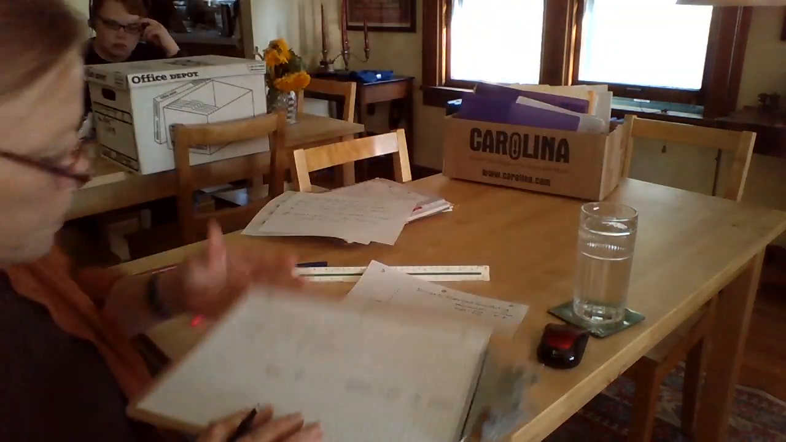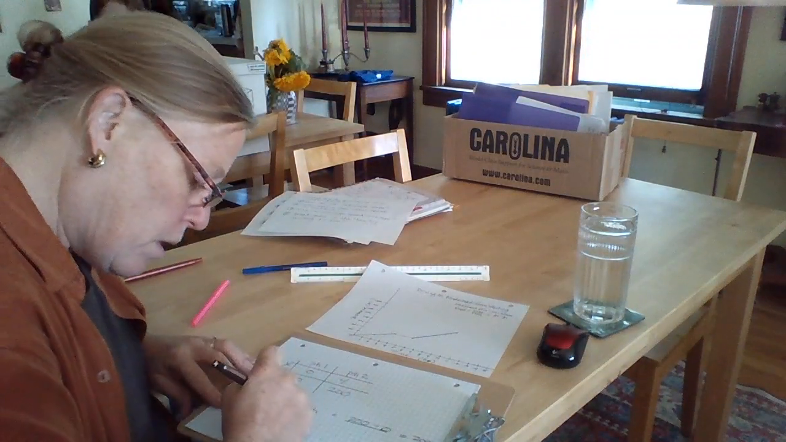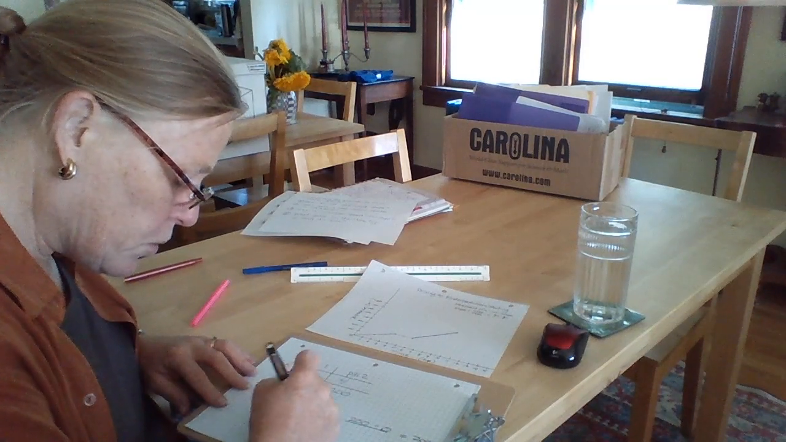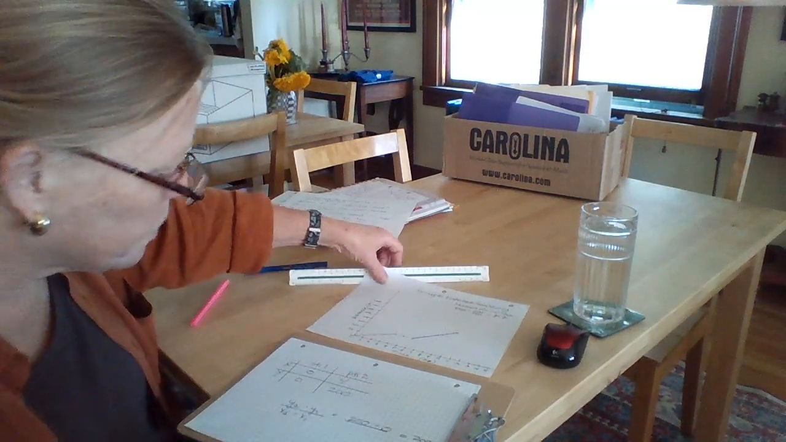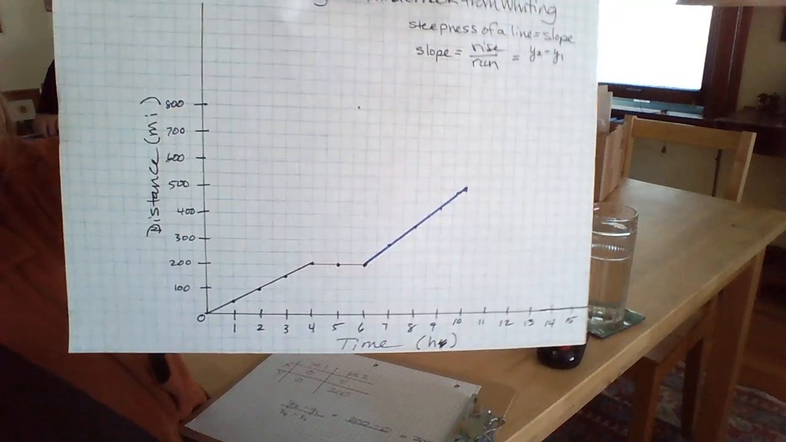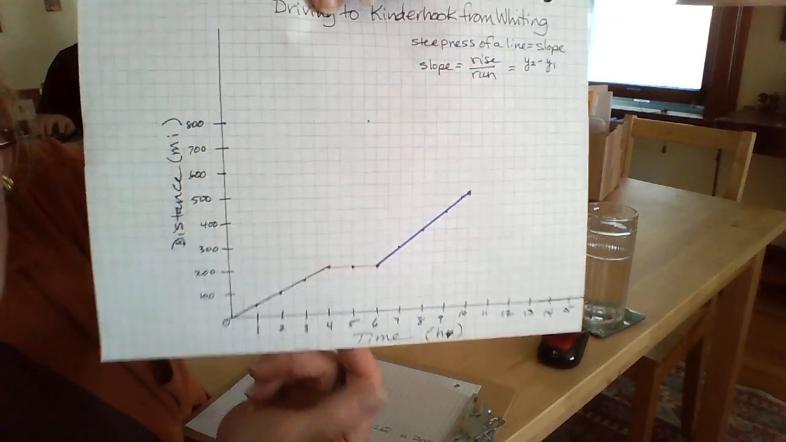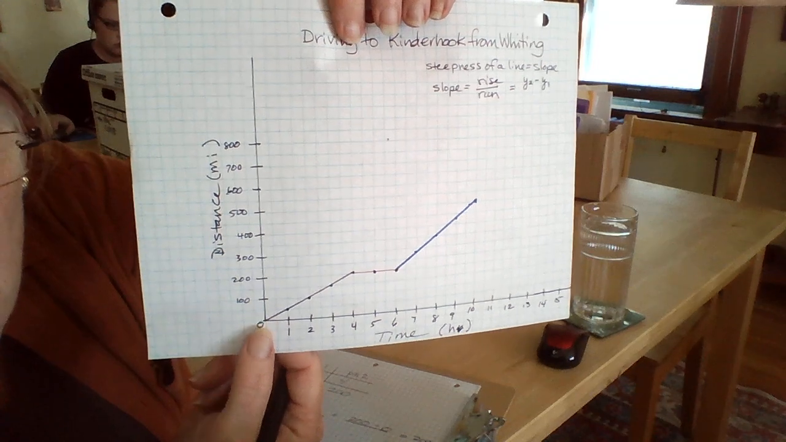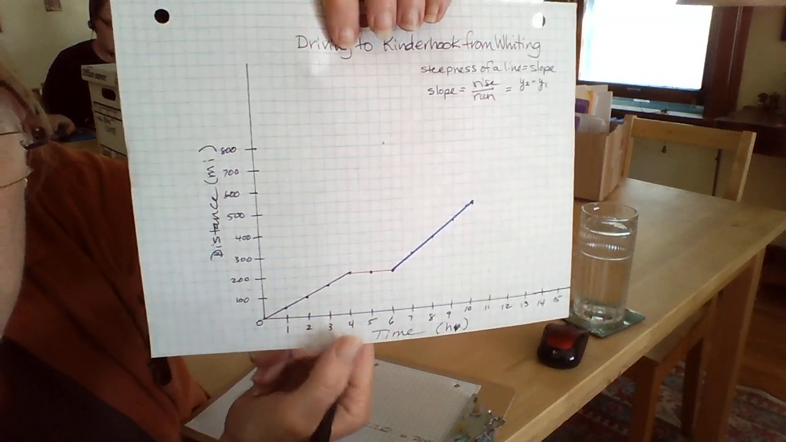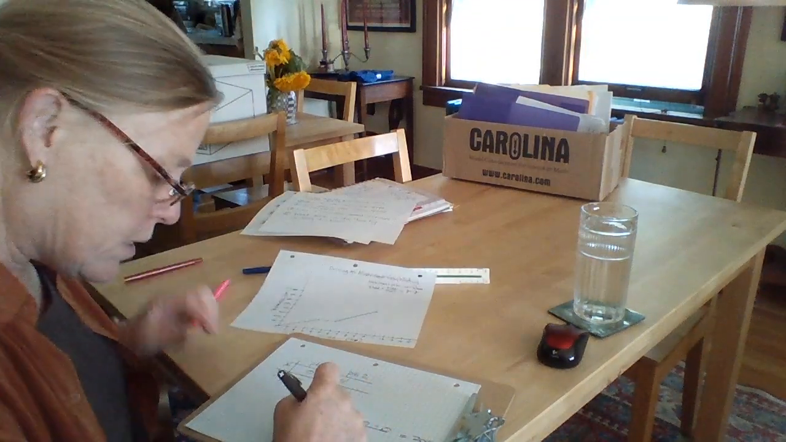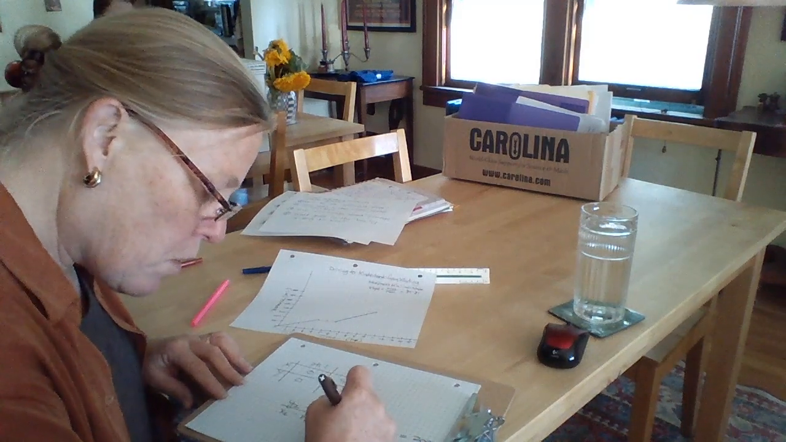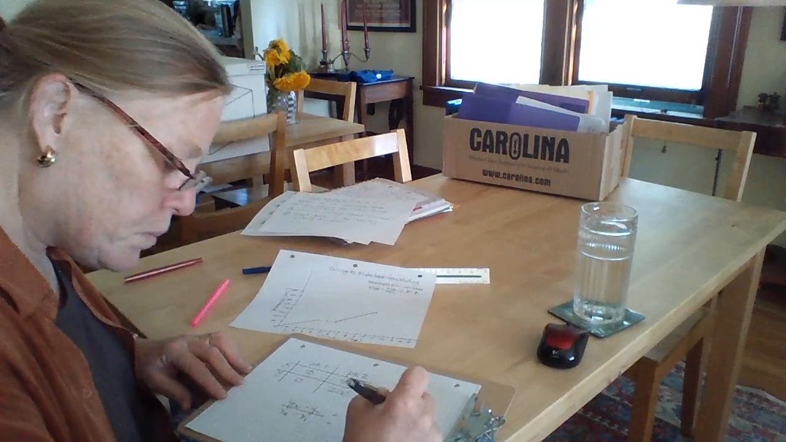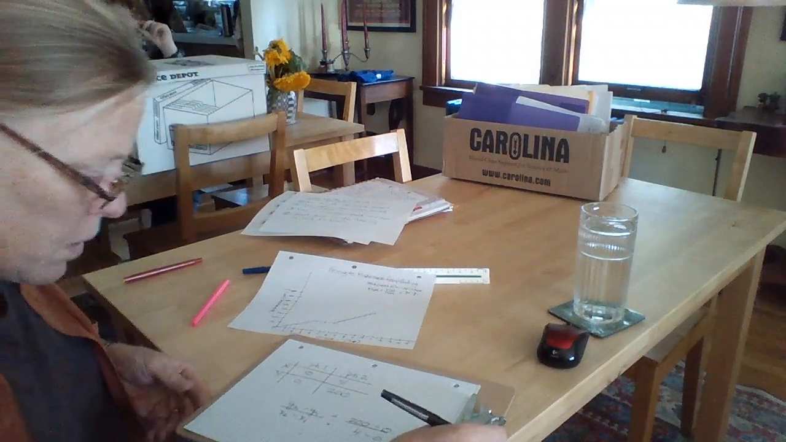Yay! And we're dividing that by x2 minus x1. And our x2 here, it's 4 hours minus, and our x1 is 0 hours. So x2 minus x1 equals 4 minus 0, and that's 4.